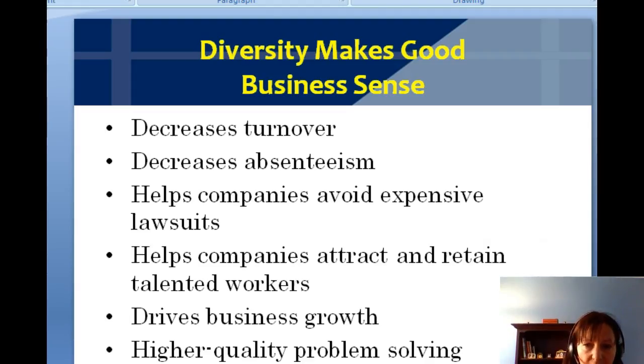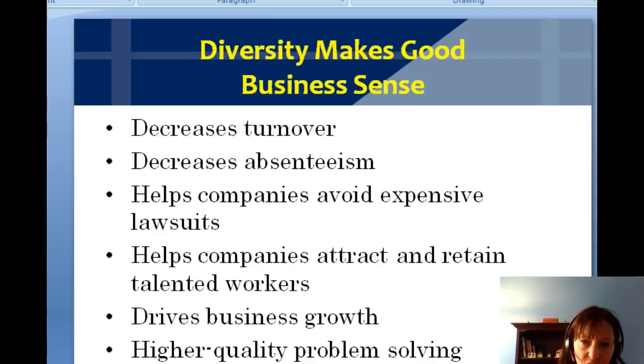One of the reasons why organizations should strive for a diverse workforce is that it makes good business sense. And we'll talk about this later when we talk about some of the reasons or theoretical underpinnings for diversity. Generally speaking, organizations that are diverse tend to have lower turnover, less absenteeism. Obviously, they don't have to get mired in expensive lawsuits. Diverse organizations tend to attract a diverse pool of applicants.